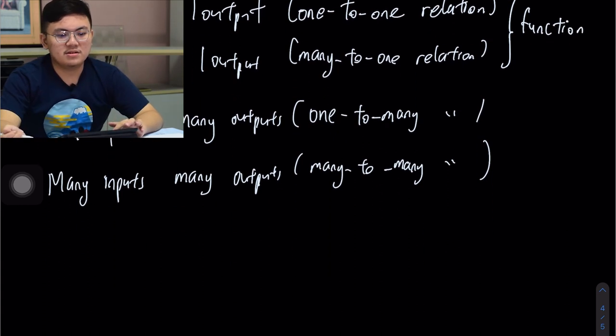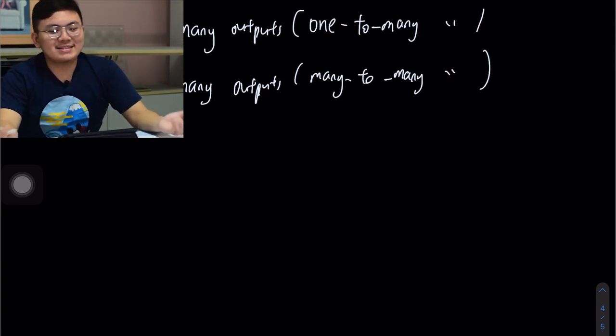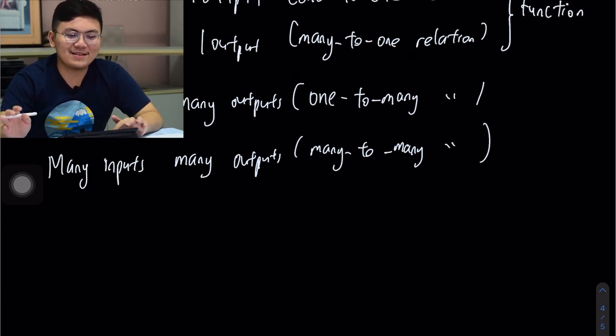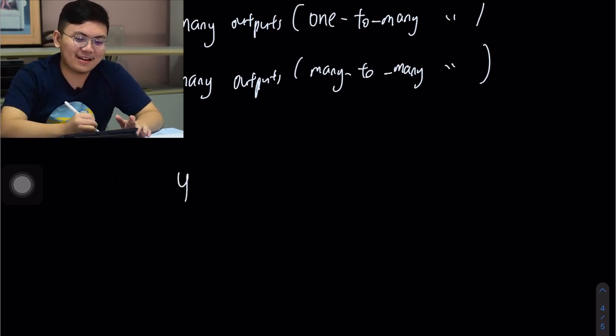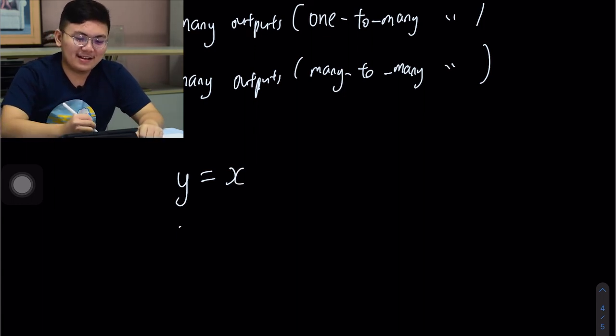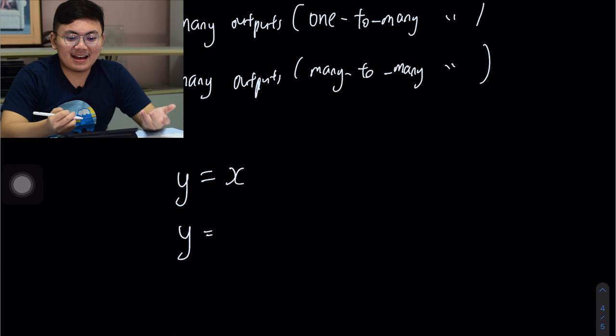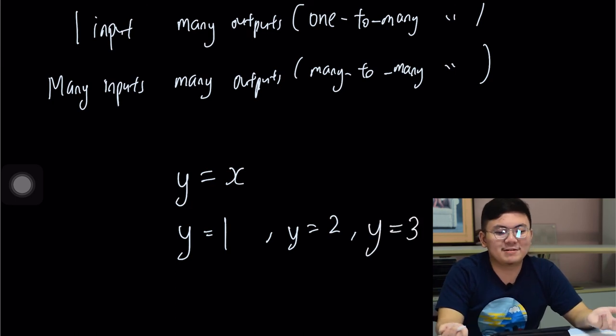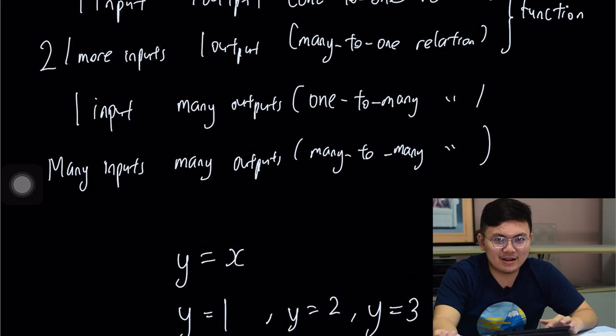Maybe you ask me, what is an example of this relation? The first one is very simple. I just write y equal to x. This one is one-to-one. When x equals 1, y equals 1. When x equals 2, y equals 2. When x equals 3, y equals 3. Simple like this. This is one-to-one.